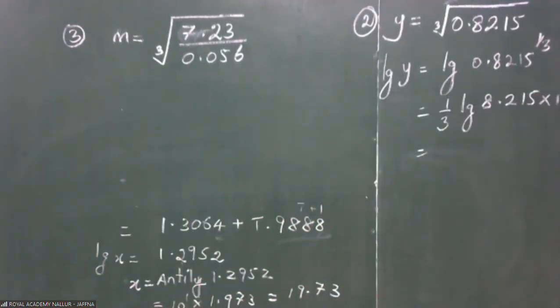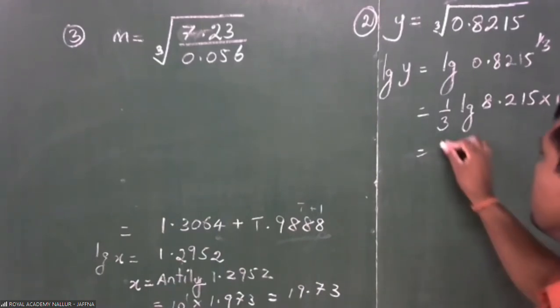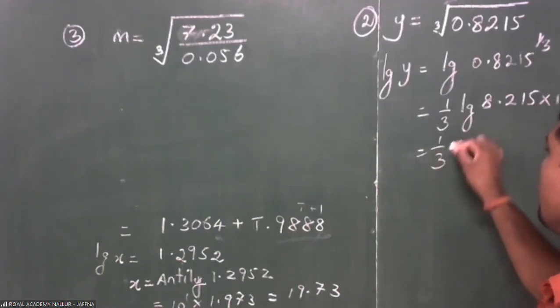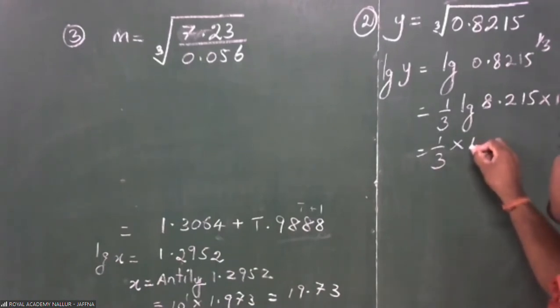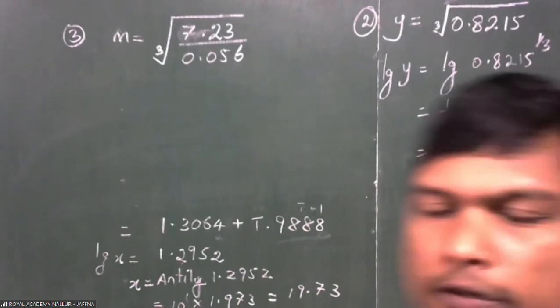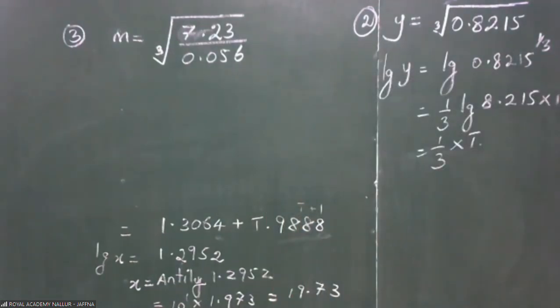Next question for you. M is equal to cubic root of 7.23 upon 0.056. Cubic root is common for both numerator and denominator of that fraction. Let's check this answer. 1/3 of 10 to the power -1, therefore it's bar 1 point. Then logarithm of 8.215.